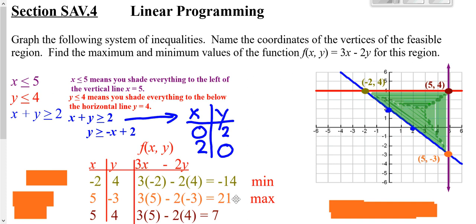Sometimes you'll be looking for what gives you the max, which would be this point of (3, 5), or (3, -3), or what would give you the min, which would be (-2, 4). So make sure you're reading the question carefully to see if you're actually looking for the output, like these over here, or for what gives you the output, which would be your points.